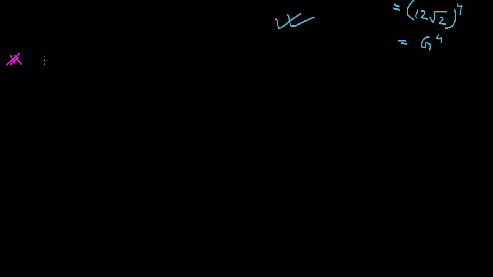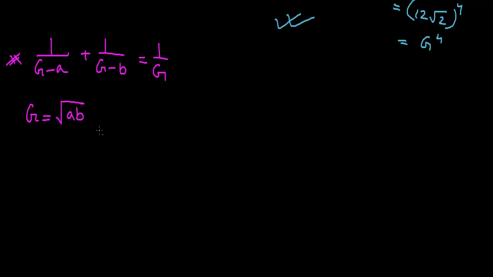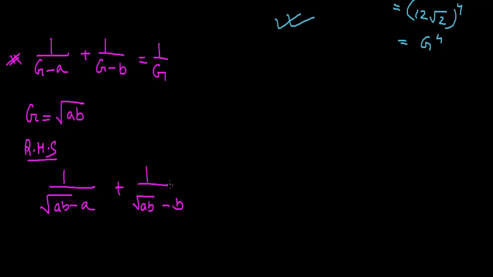Suppose G is the geometric mean between two distinct positive numbers A and B, then we need to prove that 1 by (G minus A) plus 1 by (G minus B) is equal to 1 by G. For doing that, we know that G is equal to the square root of A times B. Now we'll work on the right hand side, so this will be 1 by (root AB minus A) plus 1 by (root AB minus B).